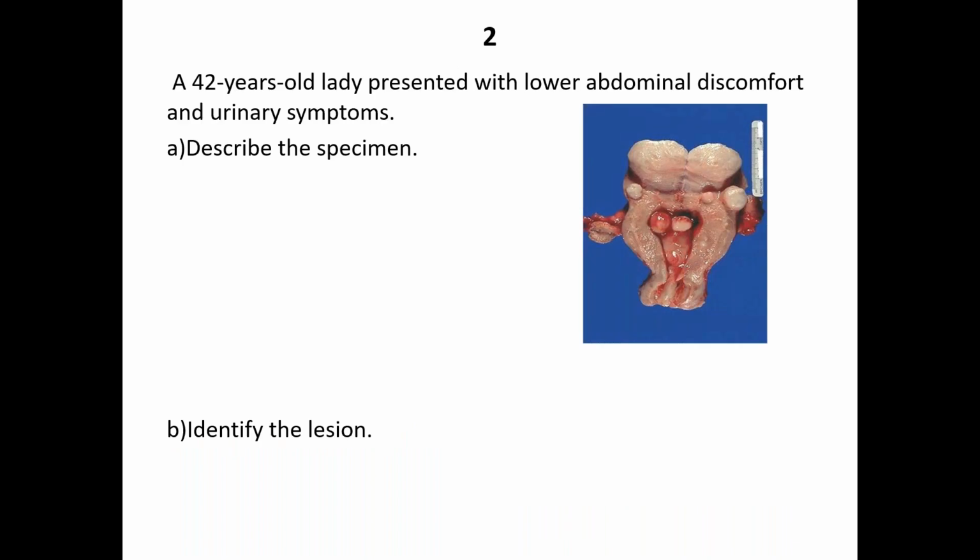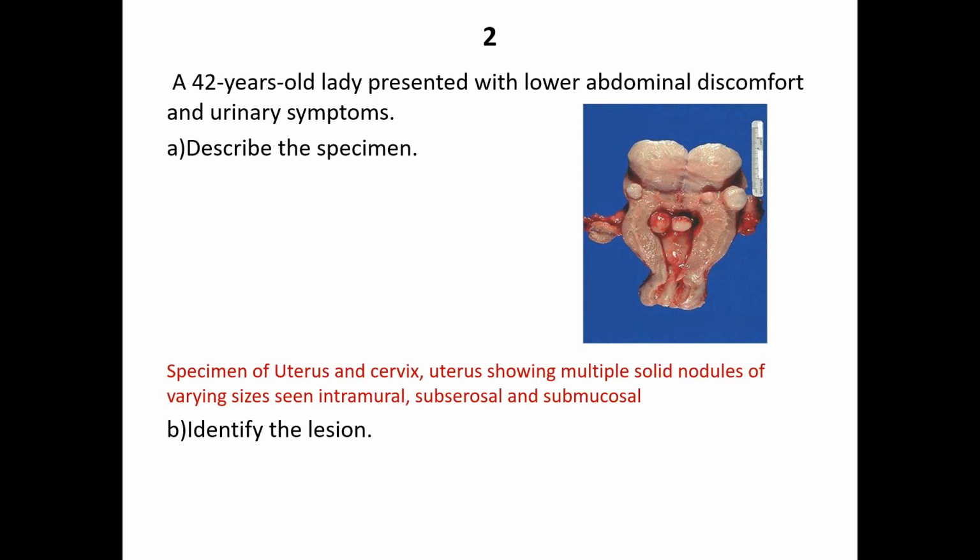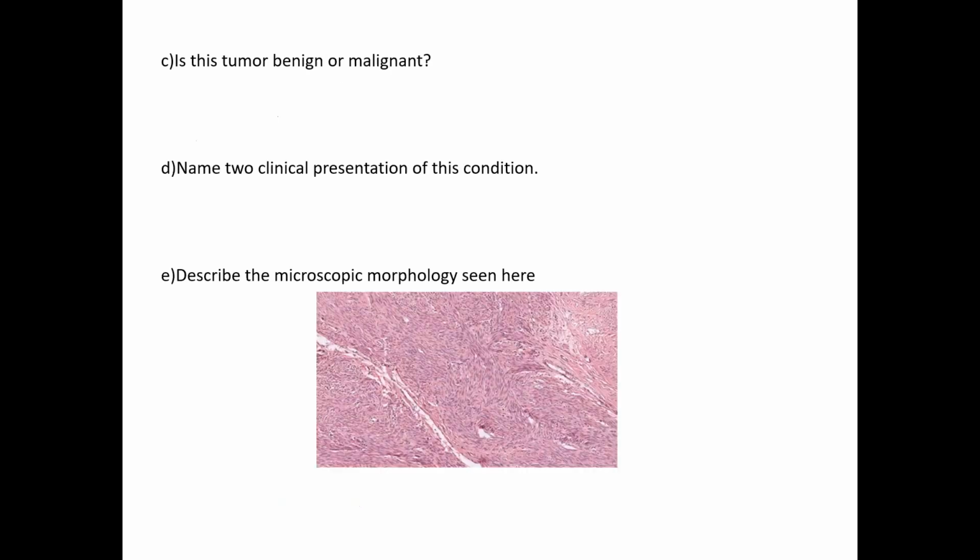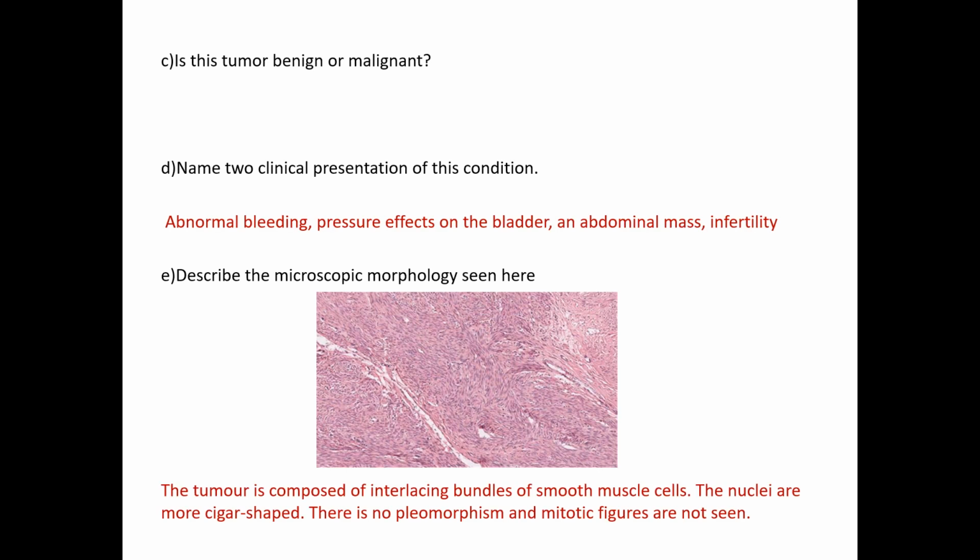A 42-year-old lady presented with low abdominal discomfort and urinary symptoms. Describe the specimen and identify the lesion. Further question on the same case: is this tumor benign or malignant? Name 2 clinical presentations of this condition and describe the microscopic morphology you see here. So that's how this will go.